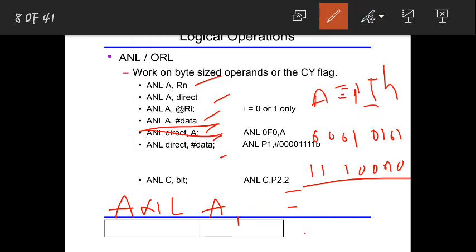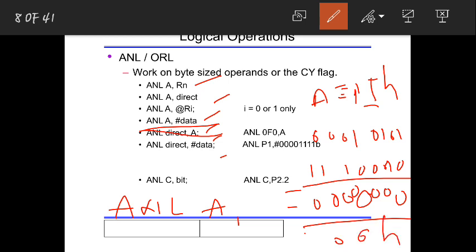We'll calculate this now. So 1 and 0 you'll get 0, 0 and 1 you'll get 0, then 0 and 0 you'll get 0. Okay, 1 2 3. Then 0 and 0 you'll get 0, 1 and 0 you'll get 0, 0 and 1 is 0. 0 into 1 always you will get zeros. So you got the answer: 00H.